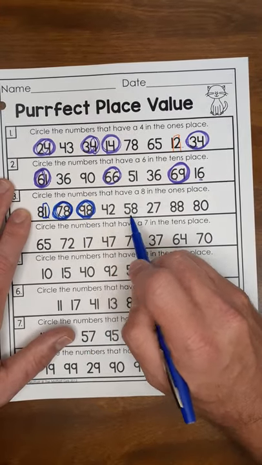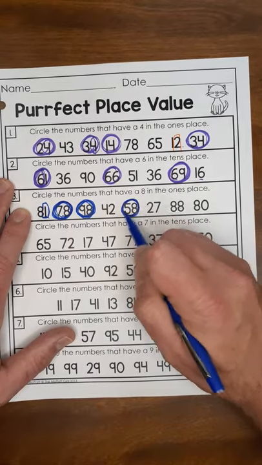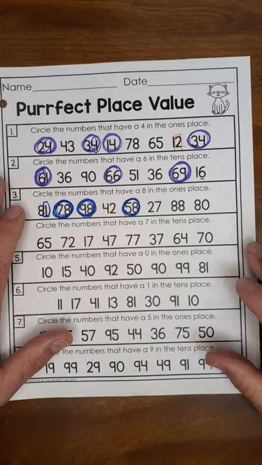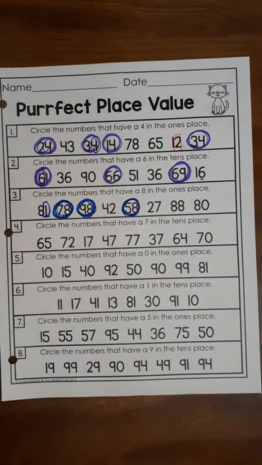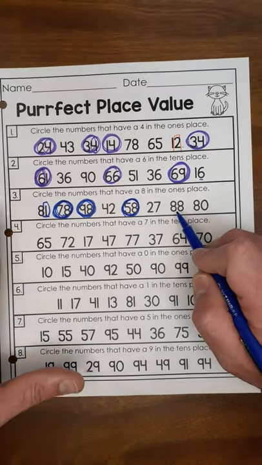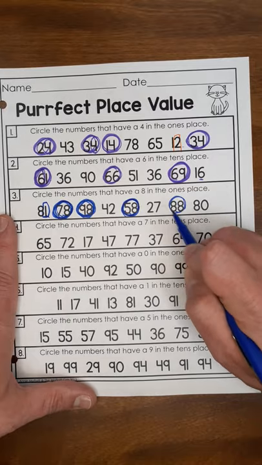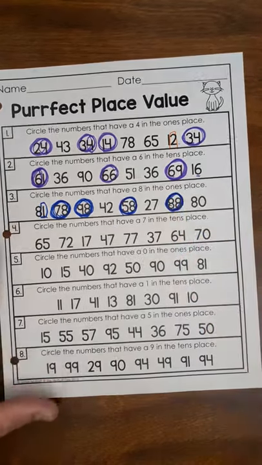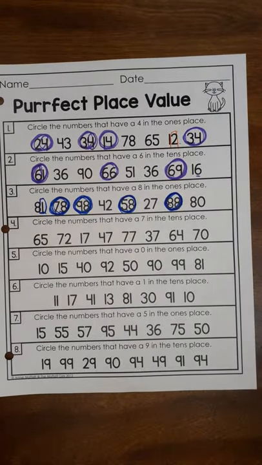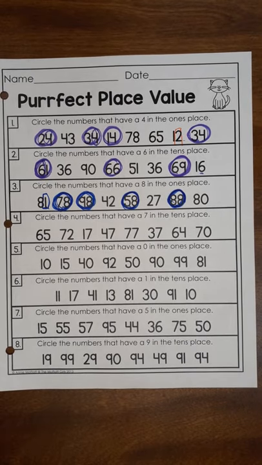42? No. 58. Yep. Because you say the number in the ones every time you say the number. 27. Nope. 88. If you hear the word eight at the end, that means you circle it, since we're doing the ones category or ones place. I like to call them categories. It makes them sound more fancy. And then 80. Nope, don't hear it in the ones category.